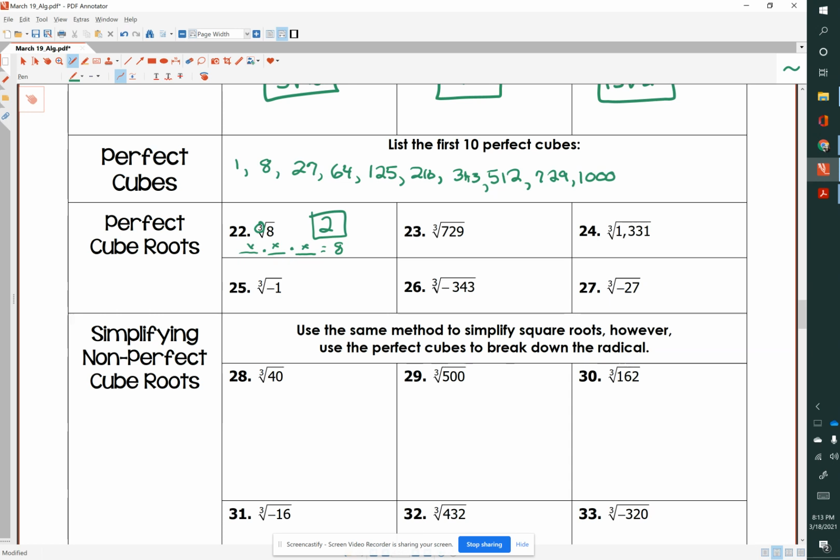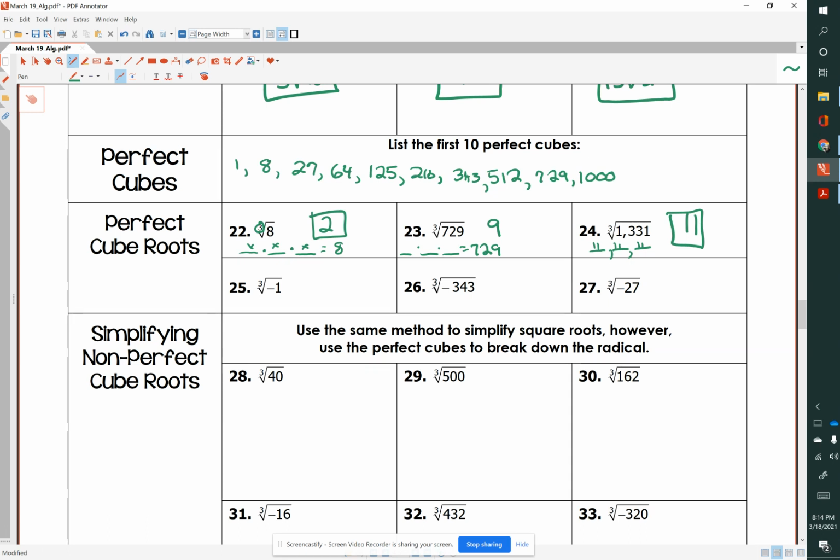So the cube root of 729, you would say what times what times what equals 729, and the answer is 9. So now we're looking for the cube root of 1,331. What times what times what equals 1,331, and that would be 11 times 11 times 11. So that would be 11. So try the next few on your own.